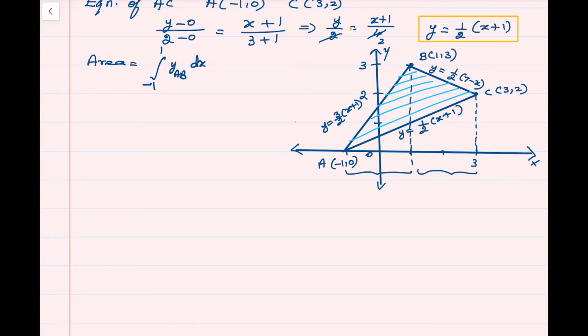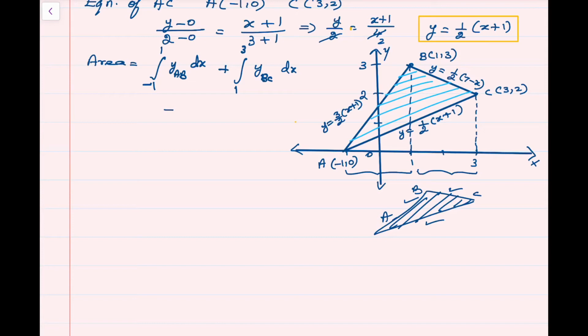Then under the curve BC, so plus the limits for BC line are 1 to 3 of y of BC line dx, and minus the lower curve. Here we have two upper curves, AB and BC, and we have one lower curve. So, always to find the triangular region, take the upper curves, add them and subtract the lower curve.